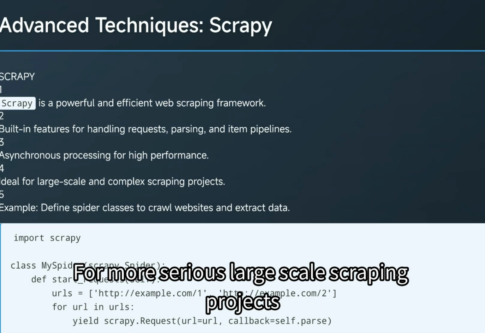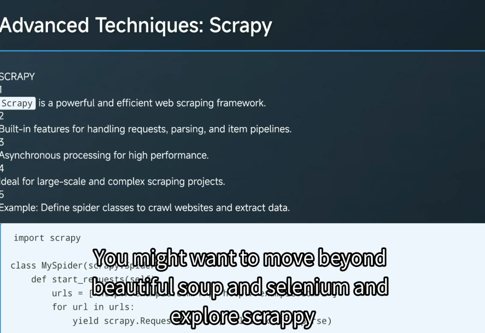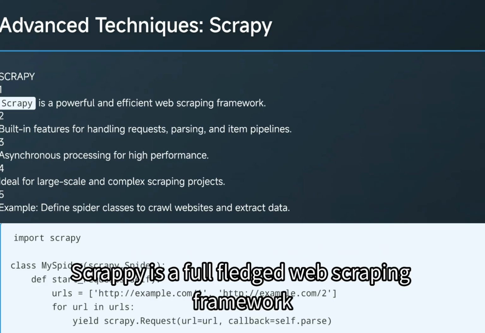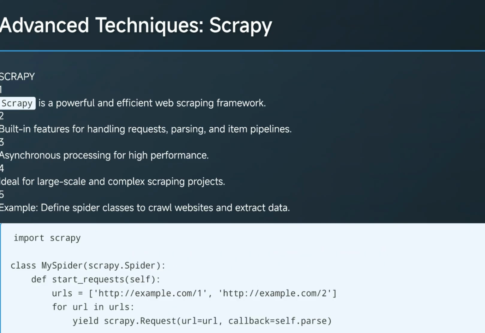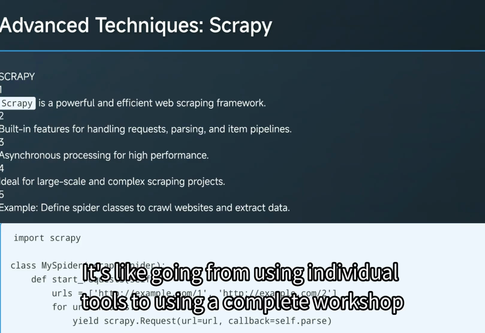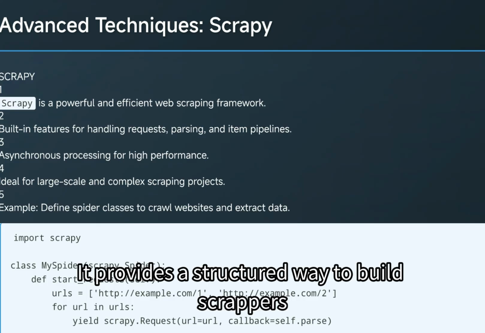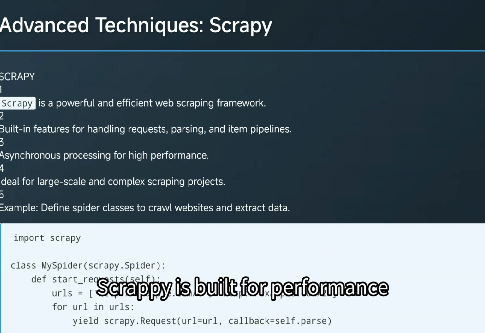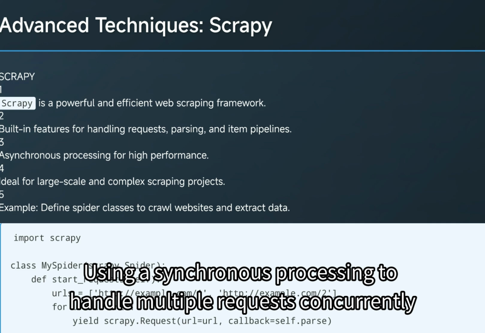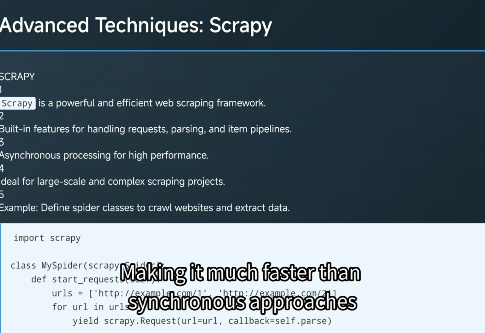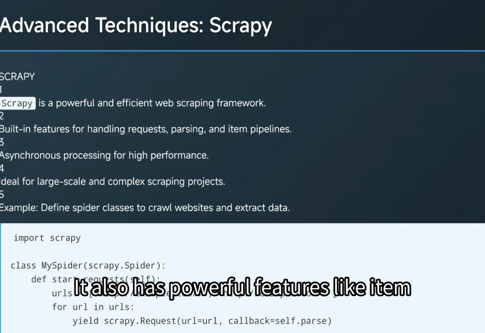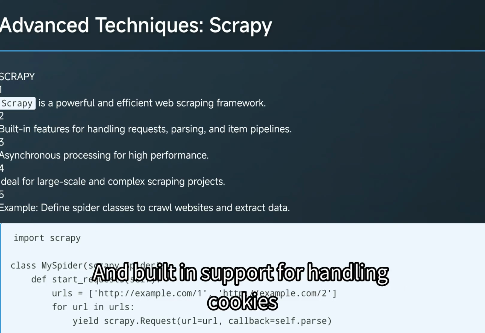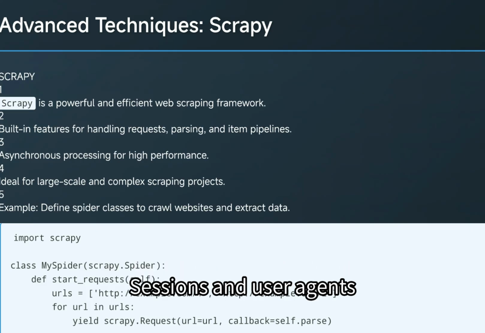For more serious large-scale scraping projects, you might want to move beyond Beautiful Soup and Selenium and explore Scrapy. Scrapy is a full-fledged web scraping framework. It's like going from using individual tools to using a complete workshop. It provides a structured way to build scrapers, handling everything from managing requests and responses to parsing data and storing it efficiently. Scrapy is built for performance, using asynchronous processing to handle multiple requests concurrently, making it much faster than synchronous approaches. It also has powerful features like item pipelines for processing and storing scraped data, and built-in support for handling cookies, sessions, and user agents.